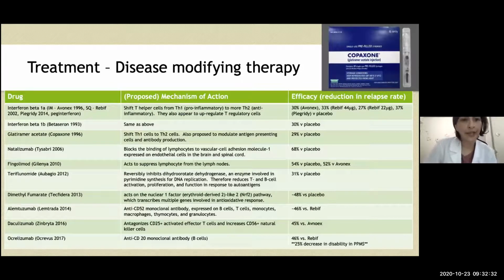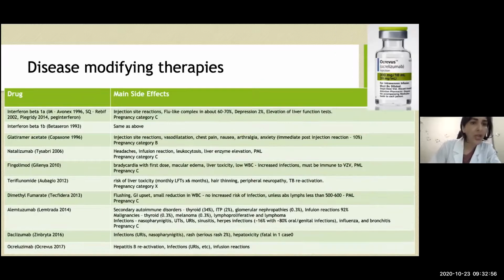So, disease-modifying therapies. Under this we have several drugs. To name a few, we have interferon beta 1A and 1B, glatiramer, and natalizumab. They all have different mechanisms of action, but the prime thing is that they modify the immune response against myelin, and they differ in efficacy in terms of relapse reduction rate. So these are the same disease-modifying therapies that we had seen in the previous slide and their main side effects.